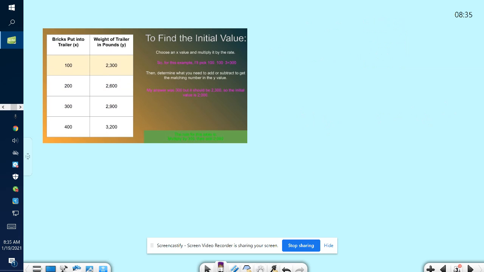Now to find the initial value, I'm going to take that number, 3, that we just got. So if there's 100 bricks in the trailer, then the trailer should weigh 100 times 3, or 300 pounds.